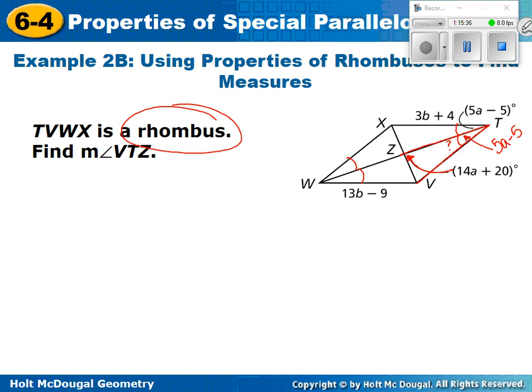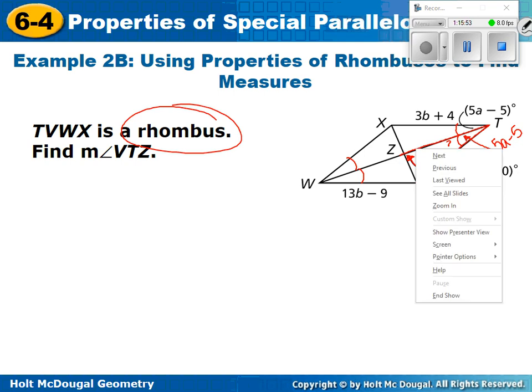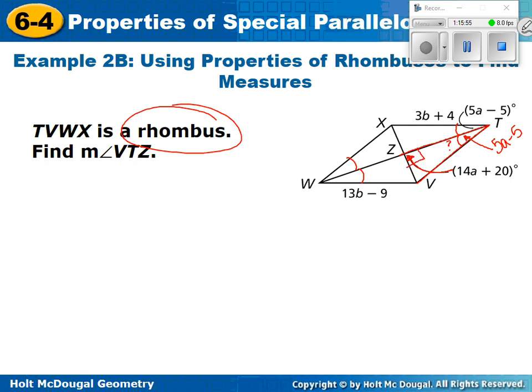Okay, that goes back to this one. So what I'm going to warn you about is sometimes you're not going to have enough information to find what you're looking for right off the bat. You may have to solve for something else first. So perpendicular diagonals in a rhombus means that this angle right here is going to be what kind of angle? 90, or a right angle. So would you agree that 14a plus 20 has to equal 90 degrees?